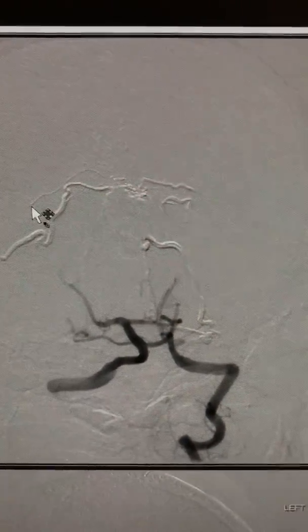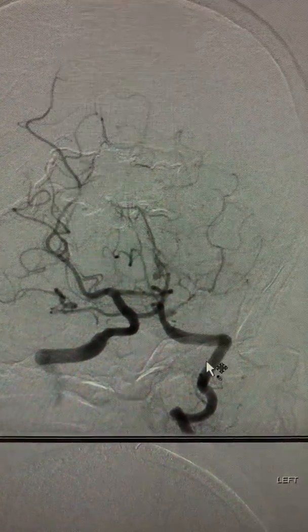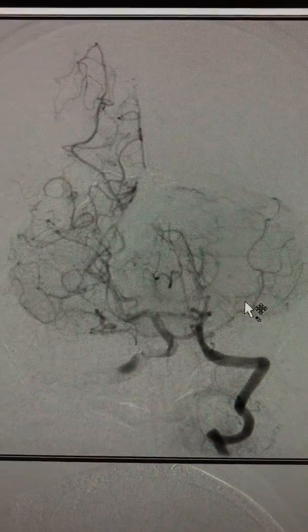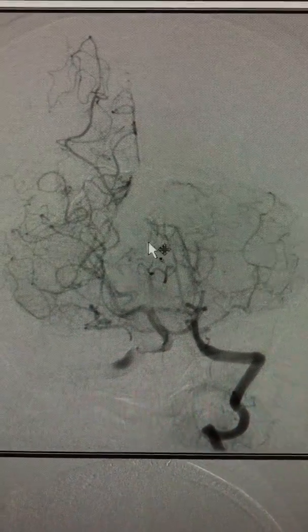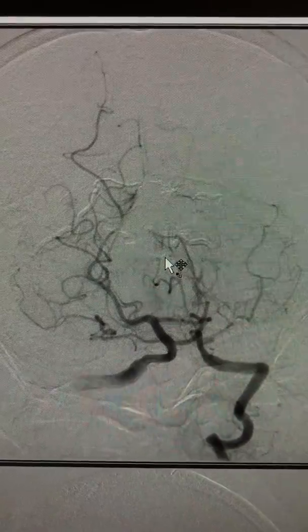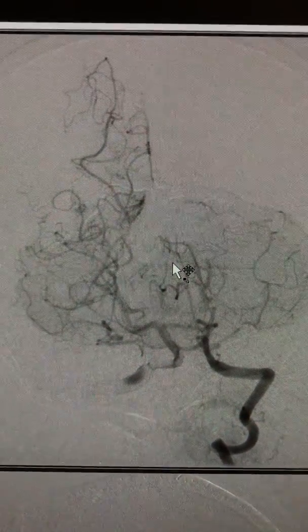We also did an injection for the posterior circulation, a left vertebral injection, and again you see that that part of the vascular malformation is completely cured. The patient was stable neurologically without any sequelae after the procedure.